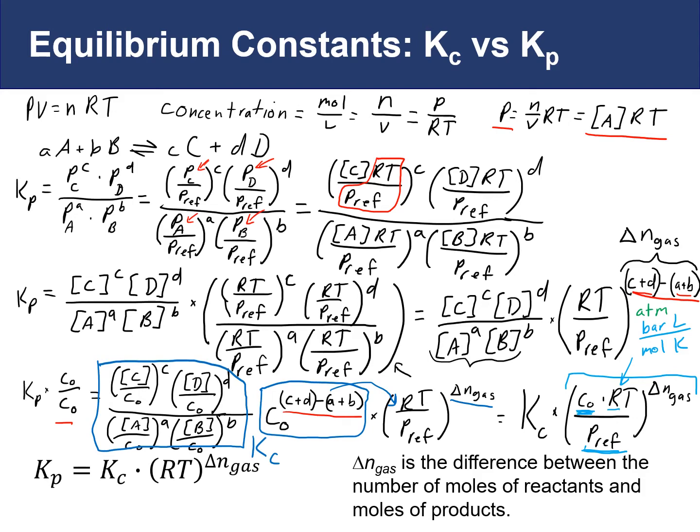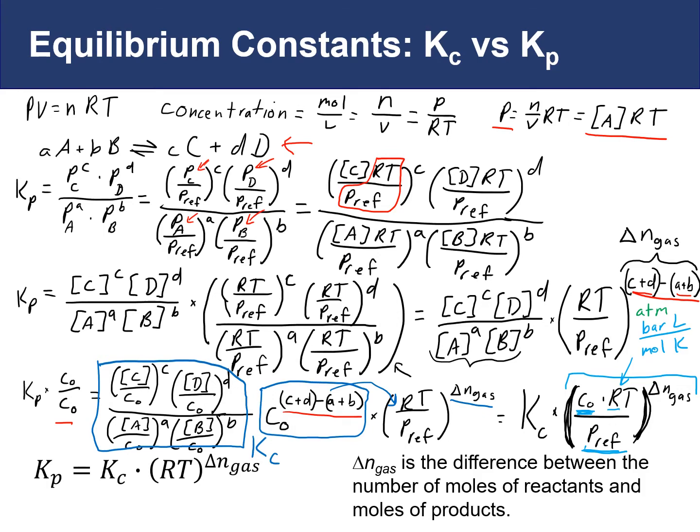So essentially we're taking RT times 1. And our Pref is 1 bar. So essentially we're dividing by 1. So our C0 and our Pref don't actually change the term that's inside our parenthesis. Their purpose is to get rid of the units. This delta N gas is the number of moles of gas that we have in our balanced chemical equation of our products minus the number of moles of gas in our reactants in our balanced chemical equation. So that would be C plus D minus the quantity A plus B.